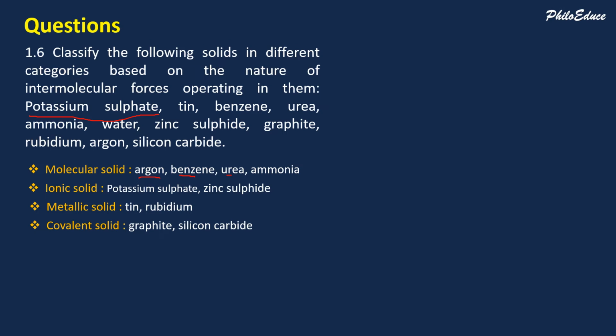Then other metals, normally simple metals like tin and rubidium, all belong to the class of metallic solids. Then the remaining are covalent solids. We know that examples of covalent solids are graphite, silicon carbide, diamond, etc.